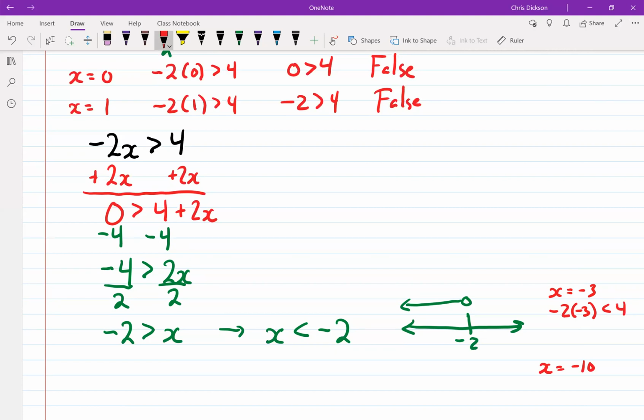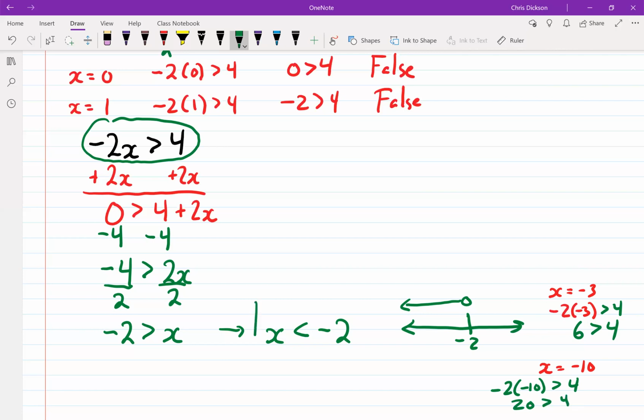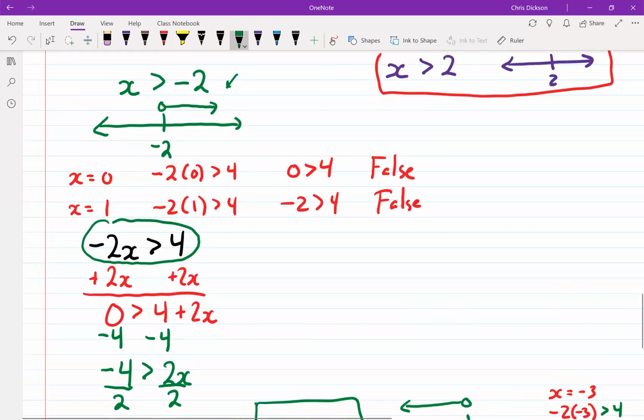Sorry guys, I'm looking at the original statement right here. I'm going to circle it. So I'm plugging numbers into that statement. So I should be using a bigger than symbol, bigger than 4. Negative 2 times negative 3 is 6, and 6 is bigger than 4. That's true. If I put negative 10 in, I'm going to get negative 2 times negative 10, and that's supposed to be bigger than 4. Negative times negative is positive, so 20 is bigger than 4. So this statement is actually true, but the statement up here is actually false.